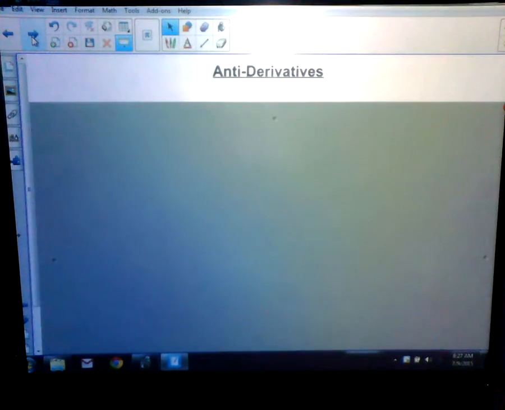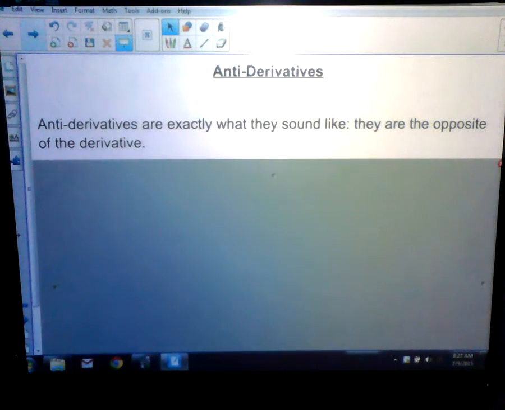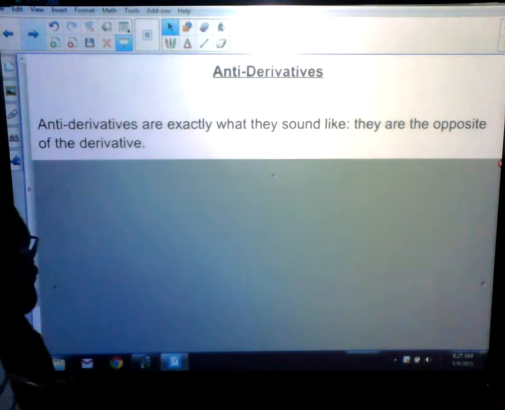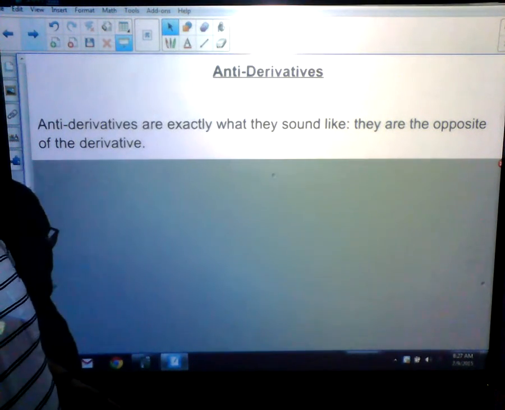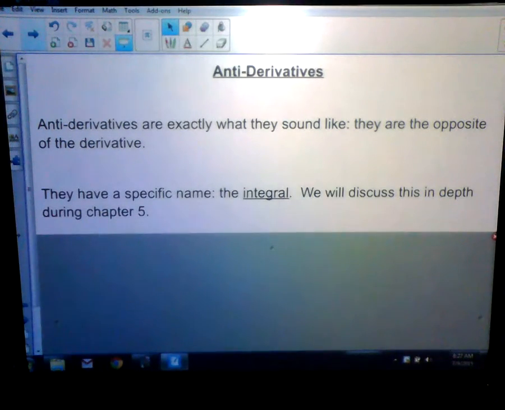Well, what's an antiderivative? It's exactly what it sounds like. It's the opposite of a derivative. Just like addition has subtraction, division has multiplication, square root has squared, log has exponential, derivatives have an inverse. It's called an antiderivative. They have a specific name. It's really called the integral. The integral is the name of the inverse. The inverse of a derivative is an integral.